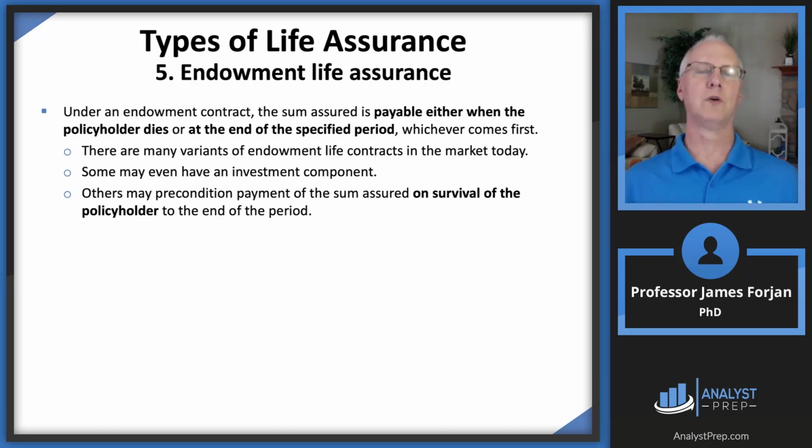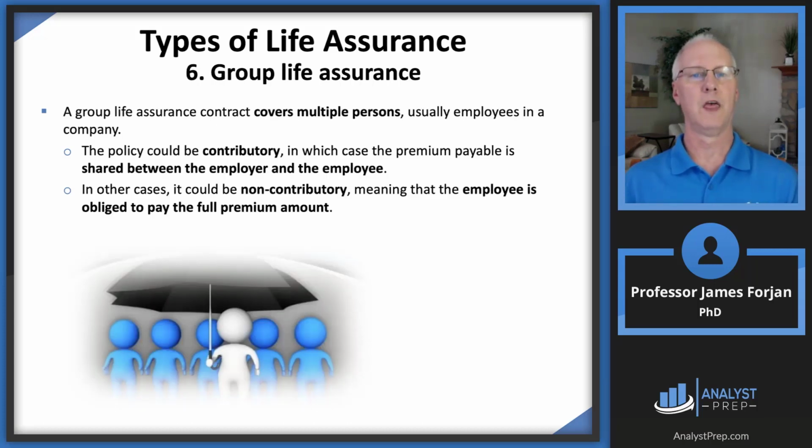Now you can also get some life assurance that says something like, look, if you die within 10 years, we'll go ahead and pay the death benefit, but at the end of 10 years, we'll go ahead and pay the benefit anyway. And there are lots of different choices for these kind of endowment life assurance policies.